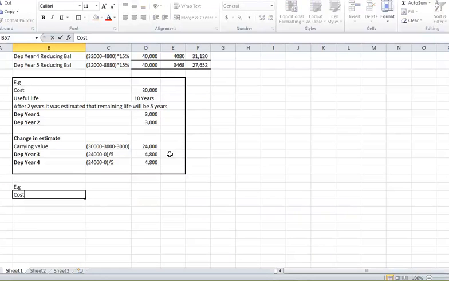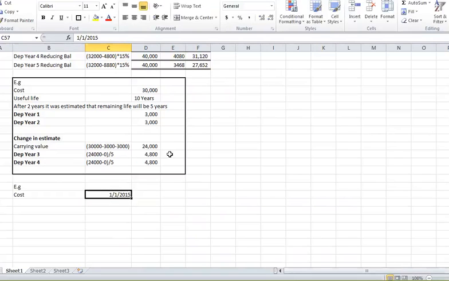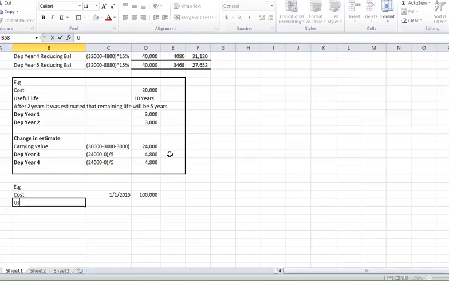For example, we have purchased an asset on 1st of Jan 2015. So we have purchased an asset on 1st Jan 2015, and the cost of this asset is say 1 lakh. And its useful life is say 20 years.